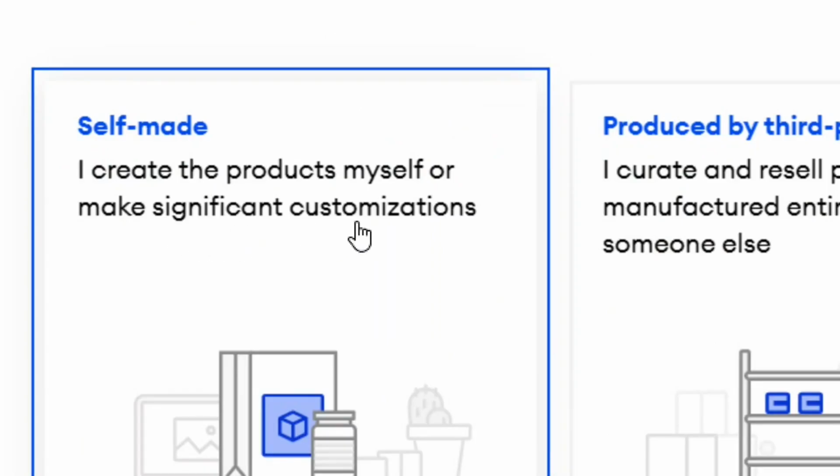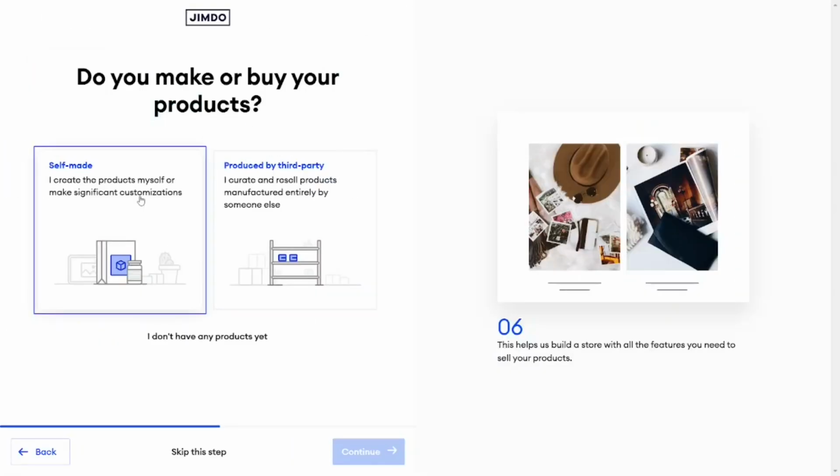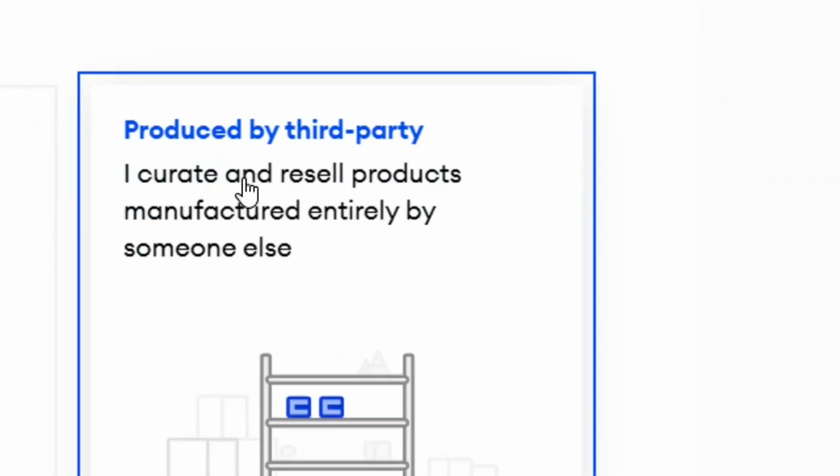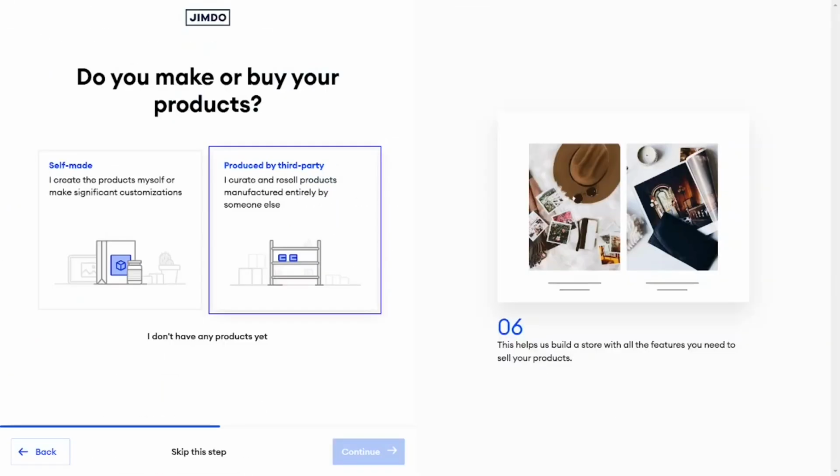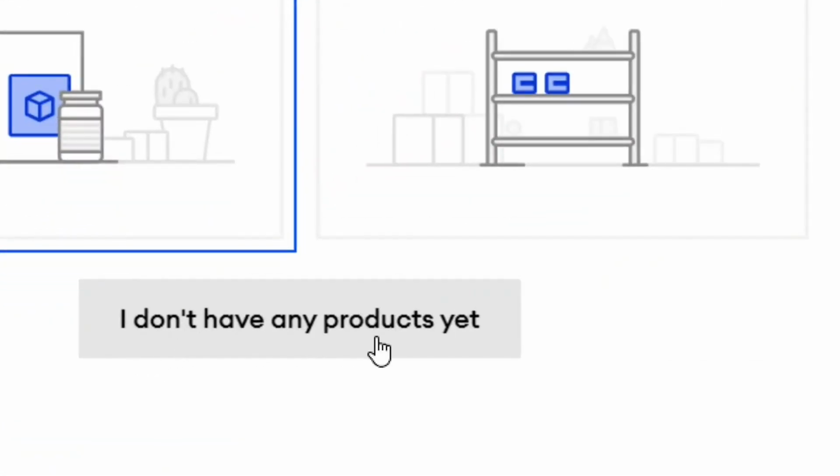Okay, so if you are going to make the product yourself, you can come and then select this one. Or if somebody is going to make the product and then you are going to sell it, you can come and then select this one. Okay, but I'm simply going to select I don't have any products yet by clicking on it.